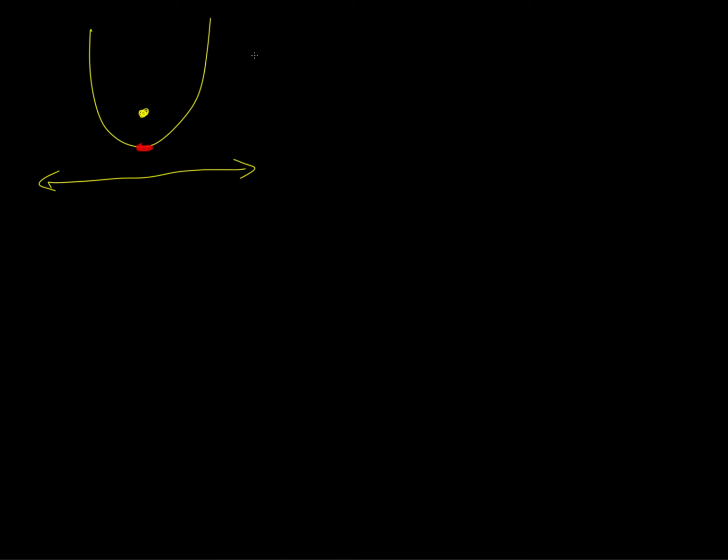This point right here is called the vertex. Now this point right here that's inside of the parabola is called the focus. And then this line down here is called the directrix.